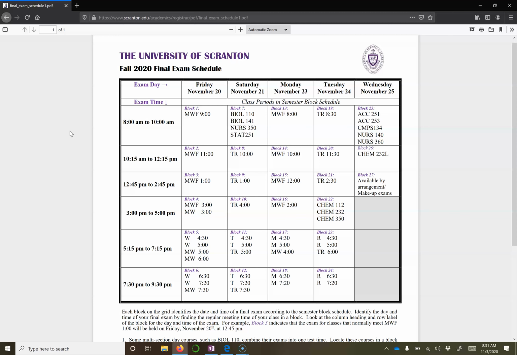So I'll just point out ours. Ours is going to be on Tuesday, November 24th, right? Because that's our Tuesday, Thursday, 8:30 block. So block 19. So it's going to be 8 a.m. to 10 a.m. So we'll be here bright and early that day to take the final.